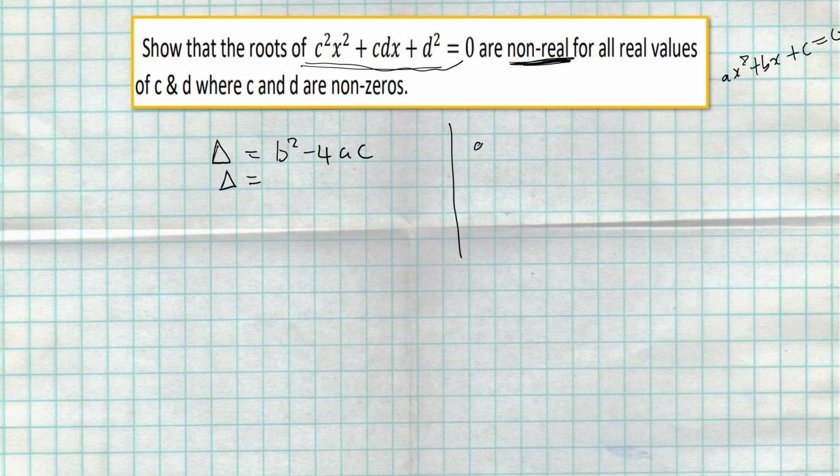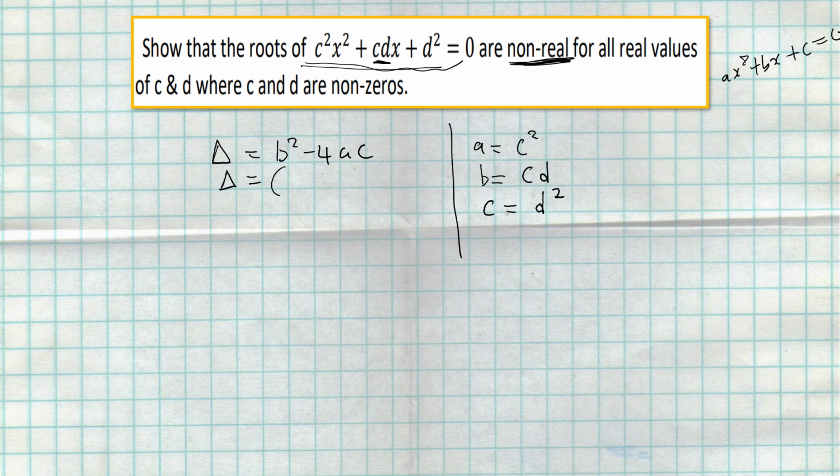So the value of a is anything that is multiplied with x squared, and we call that the coefficient of x squared. It's c squared. Can you see? b is anything multiplying with x, we call that the coefficient of x. It is cd. Anything multiplying with x, there is cd. Then our c is the constant. It does not have any x or x squared. It's not multiplying with anything. It's a constant. It is d squared. Can you see?